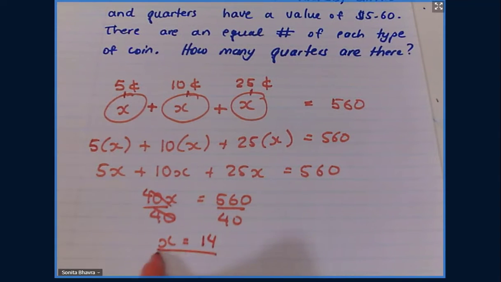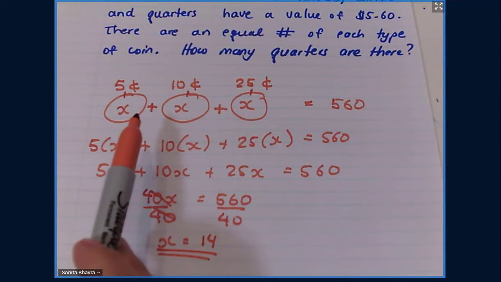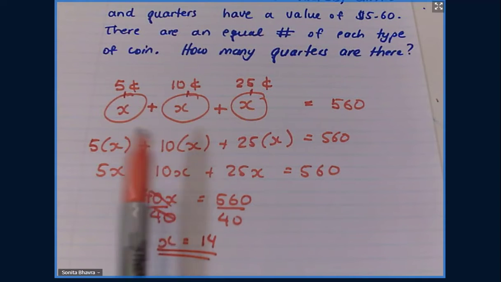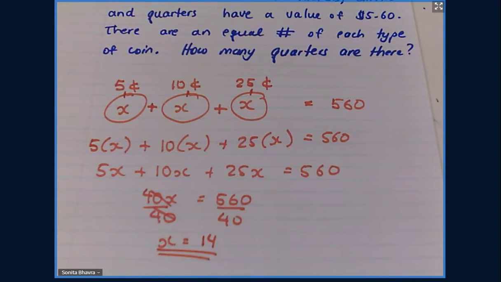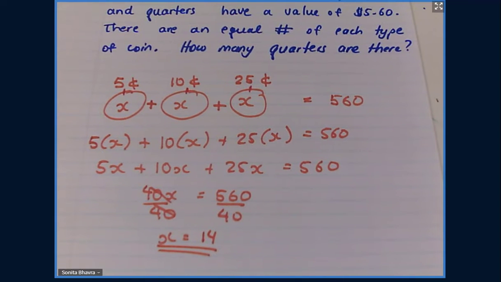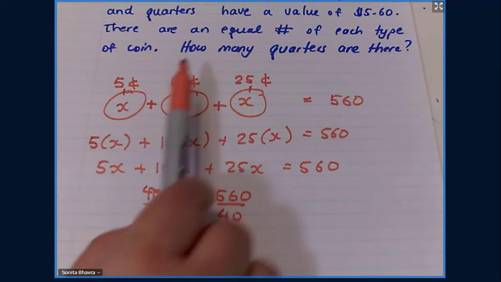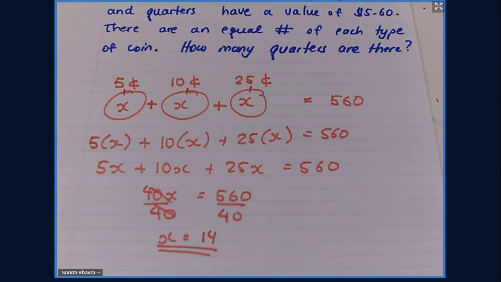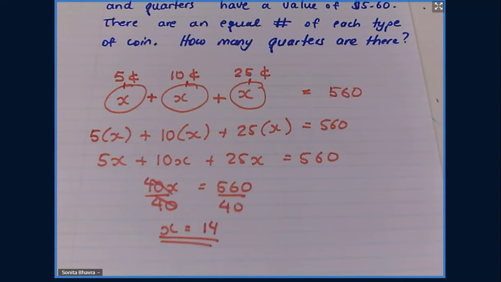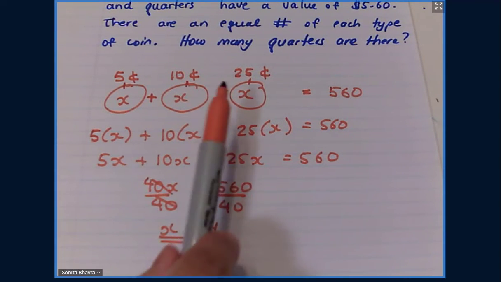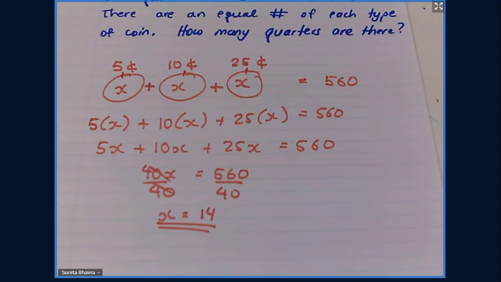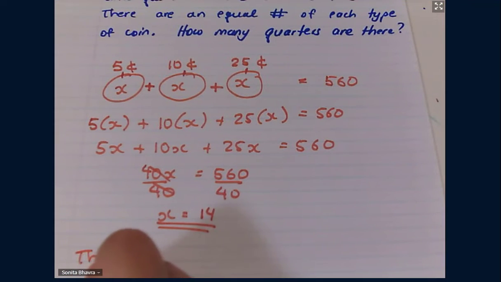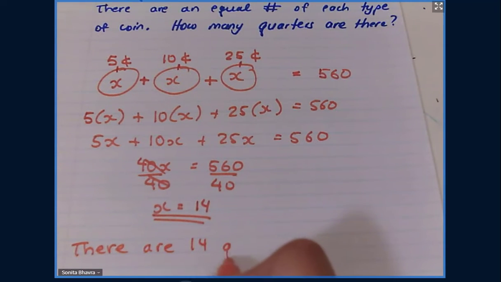All right, so what does that mean? Go back to our original diagram here. X is equal to 14, so 14, 14, 14. That means there's 14 of each coin. The question was how many quarters are there? So there's 14 quarters, but there's also 14 nickels and 14 dimes. So here our answer would be there are 14 quarters.